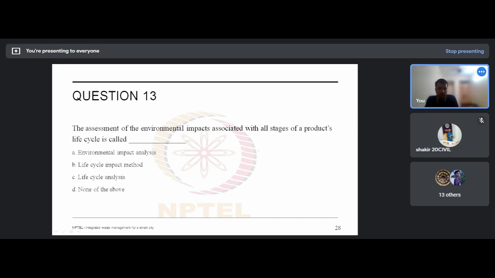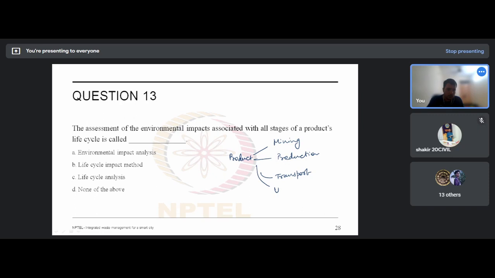So when we produce a product, let's take the example of a product. It will concern mining. Then there will be the production stage. Then there will be the transport stage. Then there will be the use that is done by the end consumer. Then it will go into waste. So all these different stages are there in the life cycle of a product.